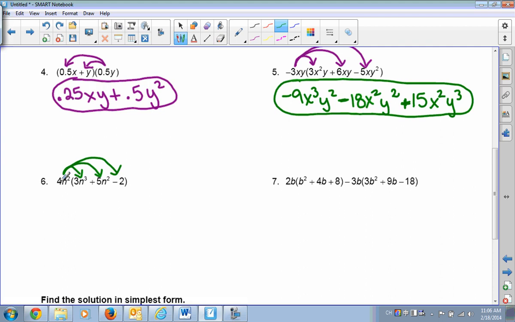Okay, 4 times 3 is 12. N squared times n cubed is n to the 5th. Plus, multiplying big numbers, adding exponents is what we're doing. Big numbers, 4 times 5, 20. And add little n, 2 plus 2, 4. Minus 4 times 2 is negative 8. And then n squared times no other n's is just n squared.